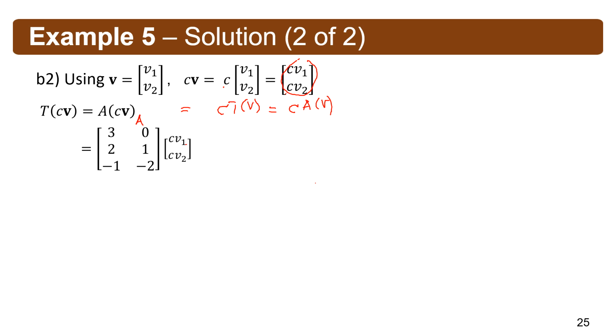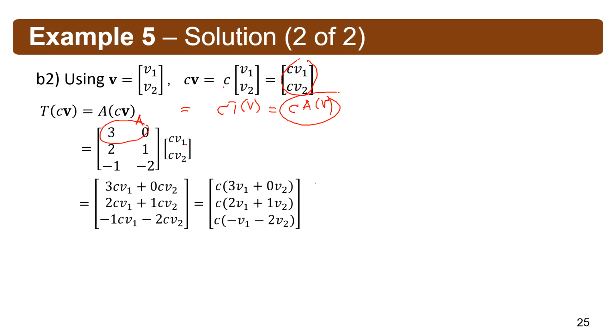Again, we have to manage to move out C at the end of the solution so that it could look like this. Okay, so we multiply this and this one, so that should be 3CV1 plus 0CV2. The next two, CV1 plus 1CV2. And then negative 1CV1 minus 2CV2.